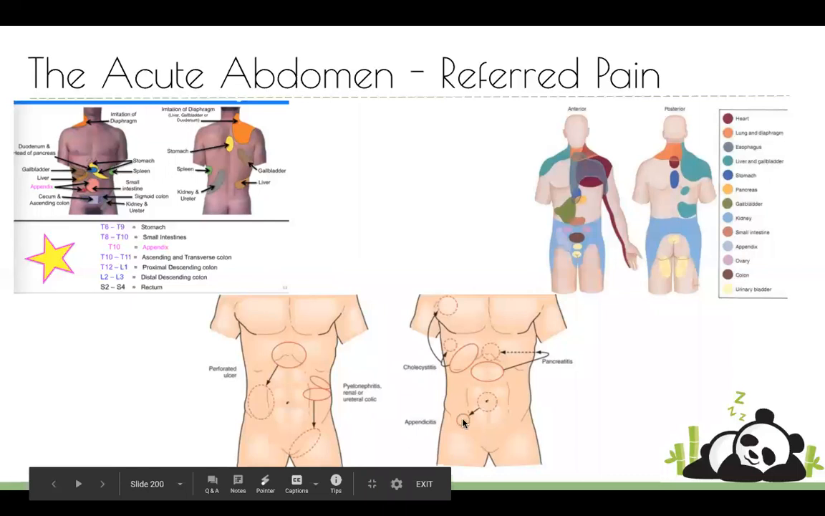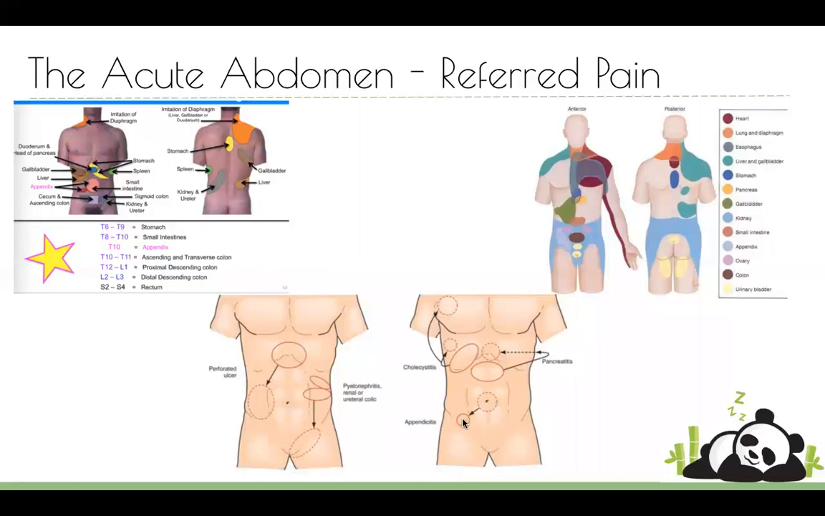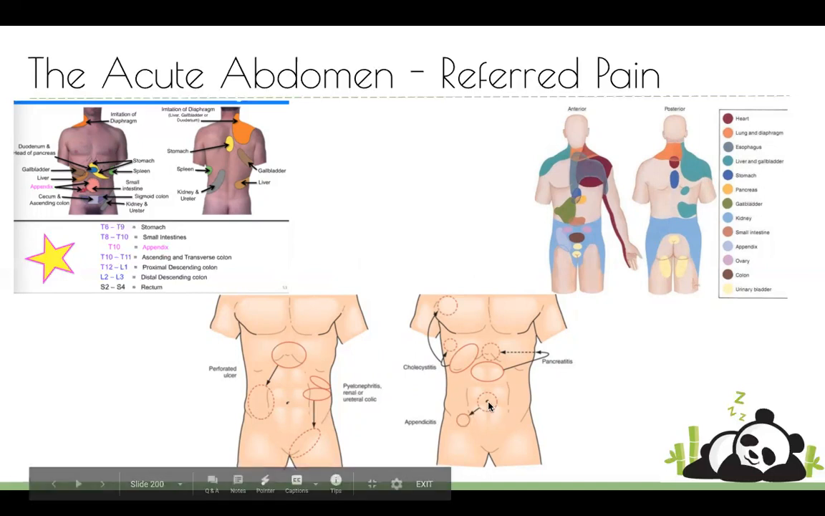And then it becomes really bad. People start vomiting, and then they come into ED. And they're like, wow, I had this migration from here to here. And that's basically because appendicitis is inflammation of your appendix, and it's gone from your visceral to your parietal peritoneum, causing visceral midline pain to parietal pain here, which is a lot sharper.